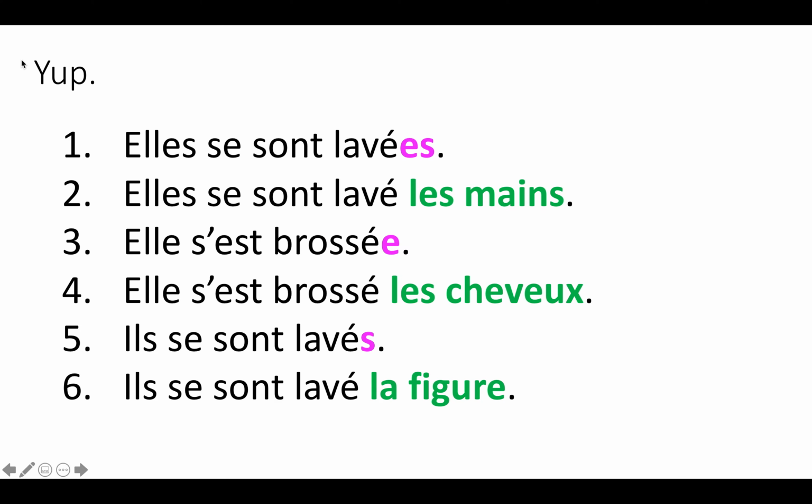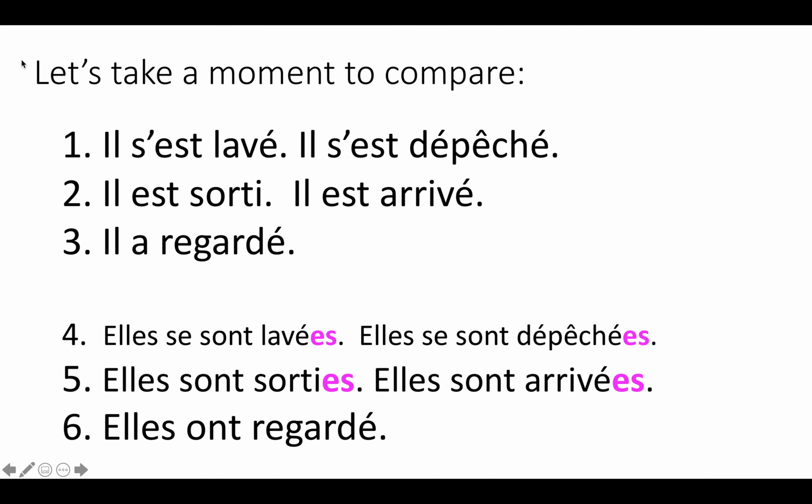So let's look. Elles se sont lavées. Elles se sont lavé les mains. Elle s'est brossée. Elle s'est brossé les cheveux. Ils se sont lavés. Ils se sont lavé la figure. In each case, there is a possibility for agreement in number and gender, but as soon as we have a direct object, and that is a body part here, as soon as we have a body part, we do not have agreement in number and gender.